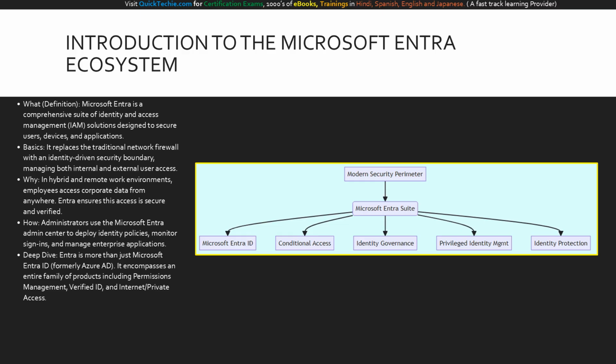Look at this flowchart to visualize the Microsoft Entra suite. The modern security perimeter at the top flows directly into the Entra suite, which acts as the central command. From there, it branches into the core pillars we will discuss today: Microsoft Entra ID acting as the directory, conditional access as the rule engine, identity governance managing the user lifecycle, privileged identity management securing admin roles, and identity protection using machine learning to spot active threats. Together, these form a unified defense.